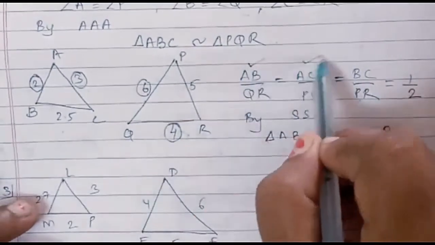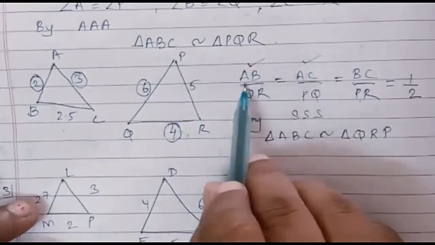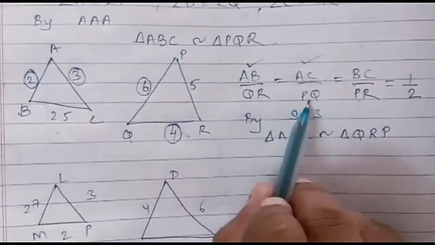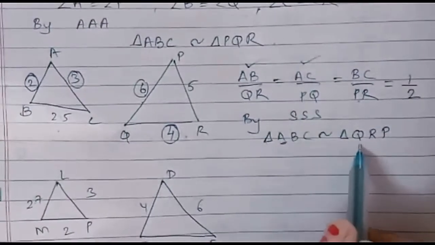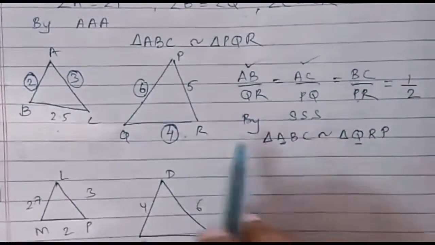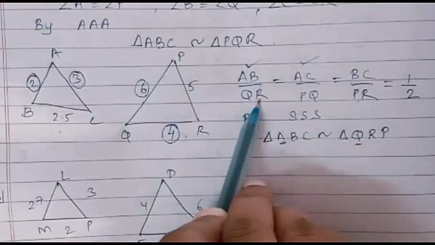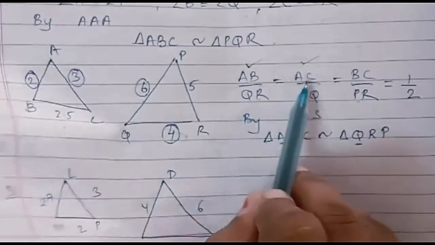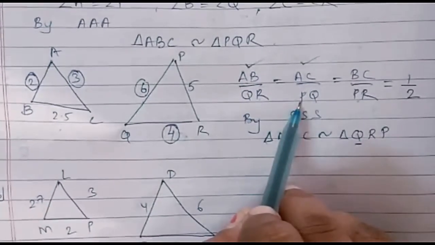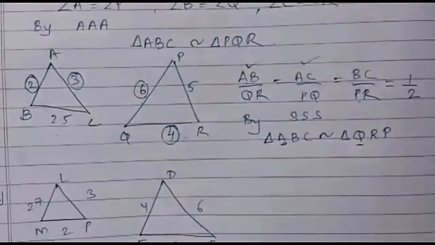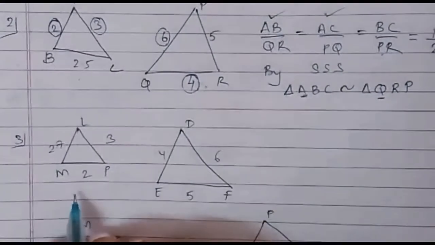See, in the first two sides AB and AC, A is repeated. Same way we have Q is repeated. So A is a corresponding vertex to Q. Same way B is a corresponding vertex to R. And C is a corresponding vertex to P. In this way you can compare. Let us see one more.